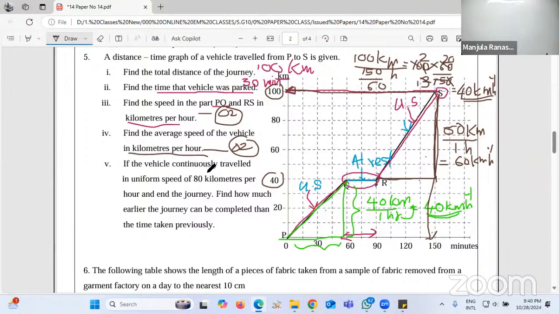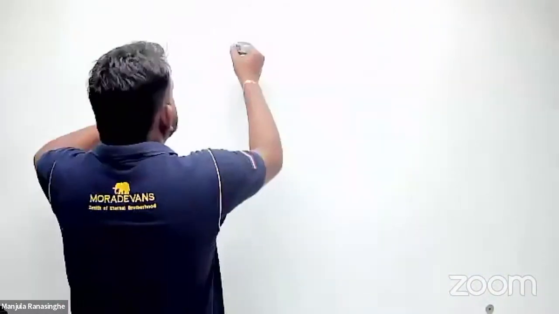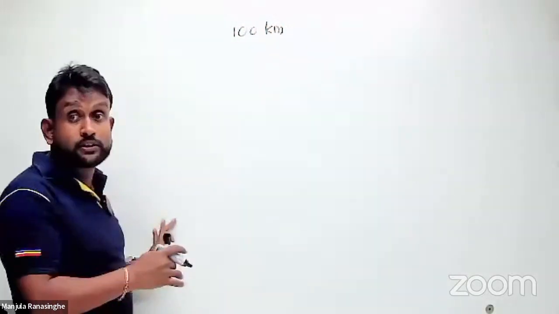Then if the vehicle continuously traveled at a uniform speed of 80 kilometer per hour, in the journey find how much earlier it can be completed than the time taken previously. So 80 kilometer per hour. I will do it manually. What is the total distance of the journey? 100 kilometer. That is the total journey.